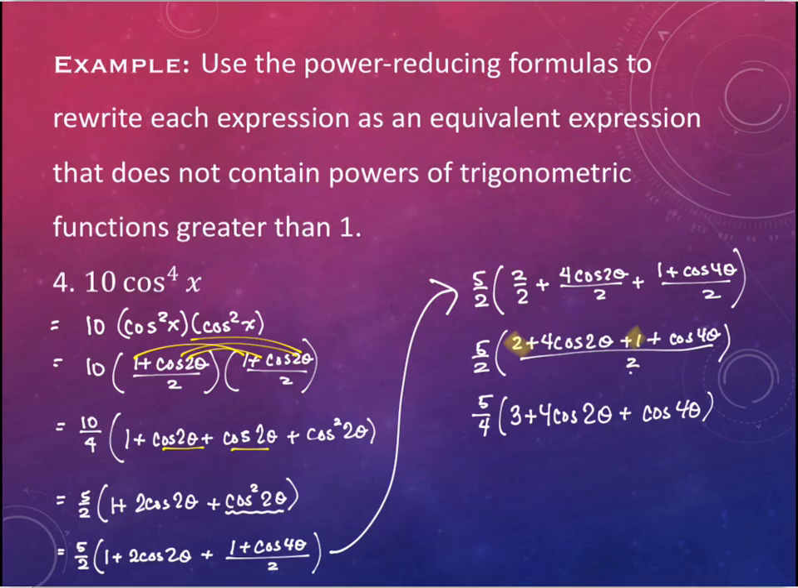We are going to distribute the 5/4 through. So this 5/4 is going to get multiplied by each one of these coefficients. So 5/4 times 3 would be 15 over 4. Remember, you're just multiplying the numerator by 5, or by 3, excuse me. When I have 5/4 times 4, the 4's cancel. That leaves me with 5 cosine of 2 theta. And then on the last one, it doesn't have a coefficient, so it's just 5/4 cosine of 4 theta.